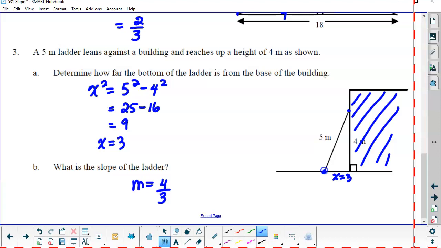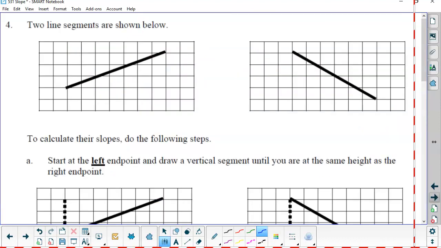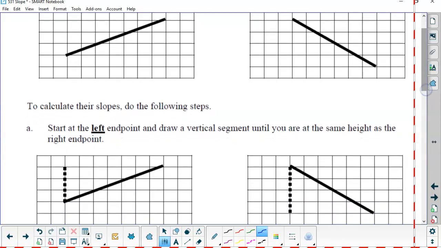So next page goes through basically how to calculate slope. It's the same line segment in each column there. Okay, so we'll look at those. So there are 2 line segments. They're plotted on grid paper. Okay, and so to calculate their slopes, it says start at the left endpoint. That's what you always want to do. You read a book from left to right. You read a sentence from left to right. You spell from left to right. So looking at this, going from left to right, how are we going to get there by vertical and horizontal?